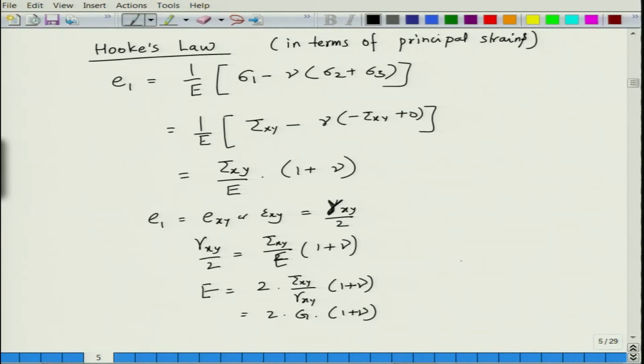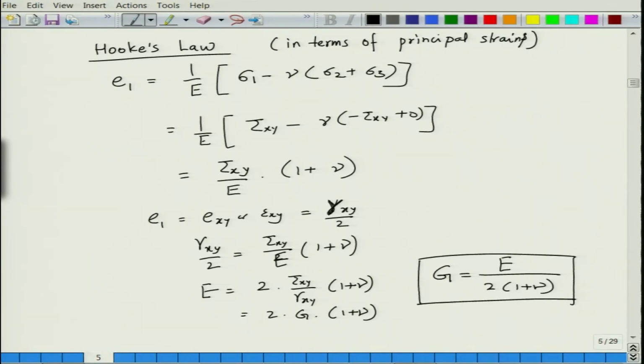So, what we get is a relation: the shear modulus is nothing but Young's modulus divided by 2 into 1 plus nu. So, this is a relation that we get between the three elastic properties G, E and nu. So, if you know E and nu, you would know G. If you know any two of them, you would know the third property.